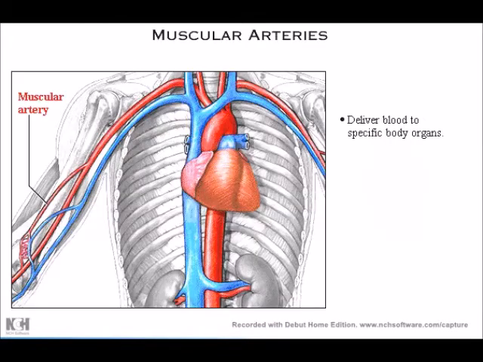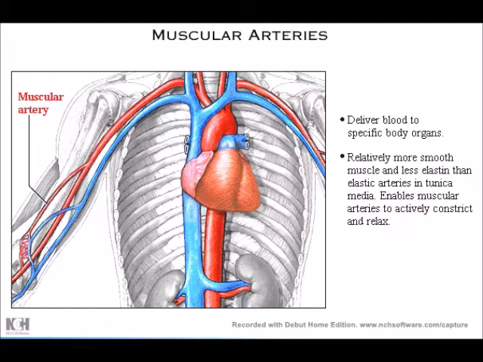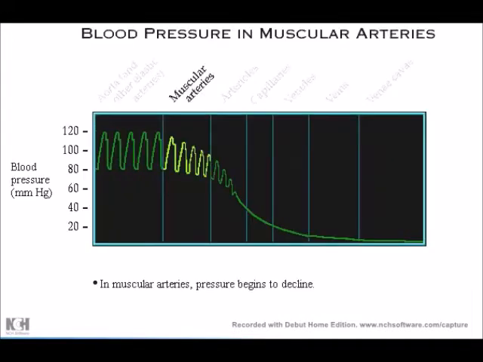Muscular arteries deliver blood to specific body organs. They have relatively more smooth muscle and less elastin than elastic arteries, enabling them to actively constrict and relax. In the graph of blood pressure in various vessels, note that the muscular arteries experience some decline in pressure.